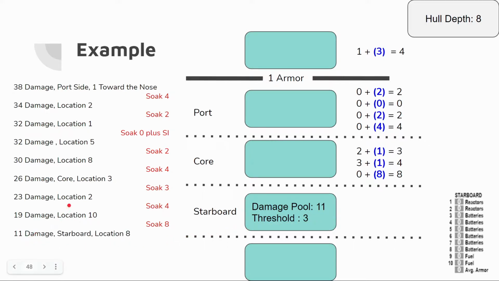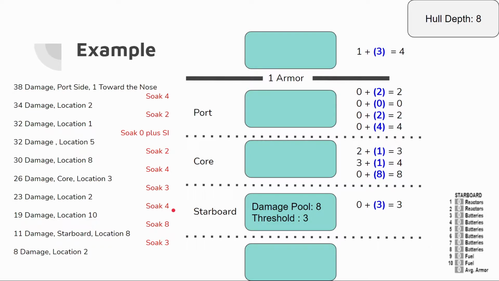So the attacker calls out 11 damage starboard as we change locations. Location 8. As you hear, that's the batteries with 0 armor. So the defender rolls a 3. So 0 plus 3 is 3. So they call out soak 3, which reduces damage pool to 8.